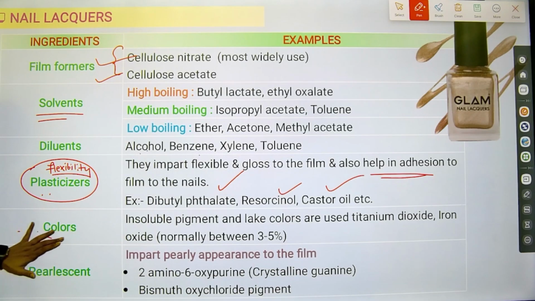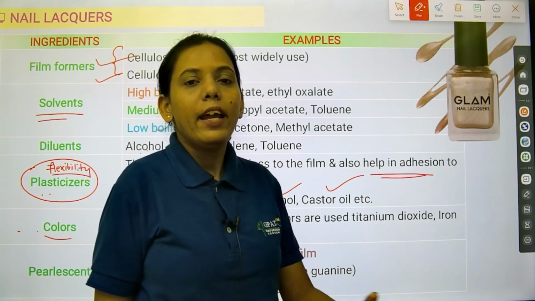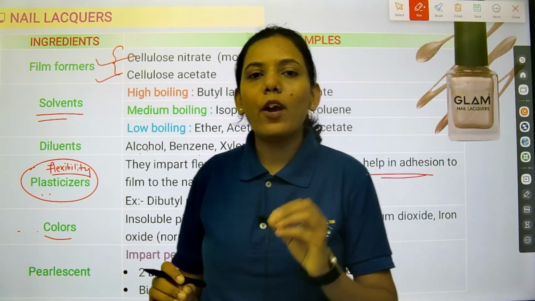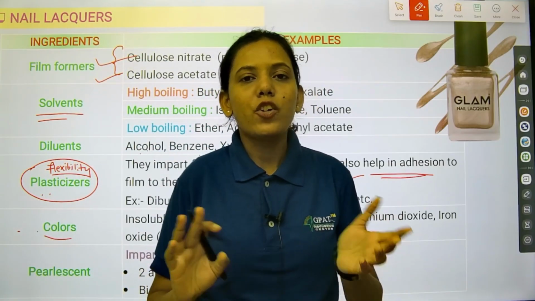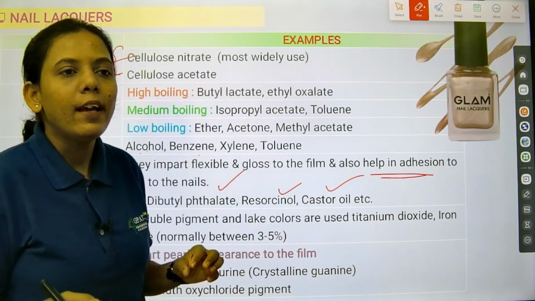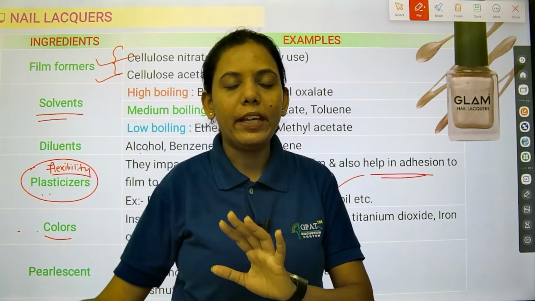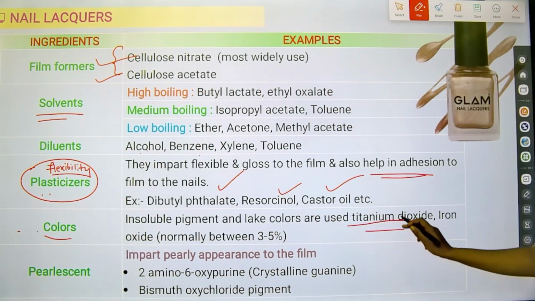Next are colors. There are different colors available in the market depending upon the pigments. It can be from light to darker shades. Titanium dioxide is also added to improve the shade of the color. For example, if a color is very dark, you can add titanium dioxide and make it a lighter shade. That is the reason titanium dioxide is used.